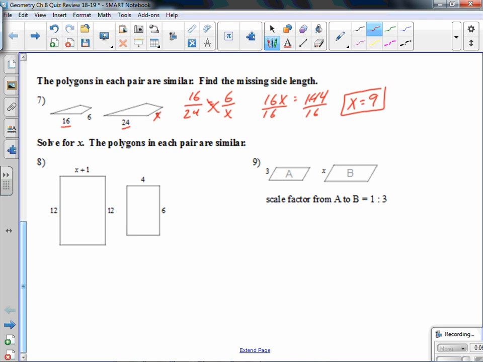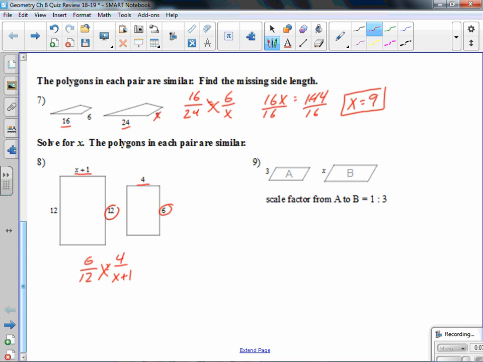Alright, so solve for x. The polygons in each pair are similar. So same idea as the last one basically. We know they're similar, so we can set up a proportion. We can go 6 over 12. It's going to equal 4 over x plus 1.